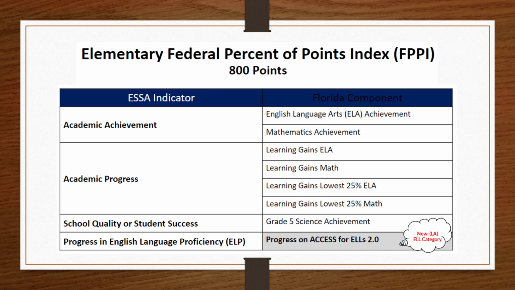At the elementary level, the FPPI consists of four indicators that include academic achievement with ELA and math, academic progress with learning gains for ELA and math, and learning gains for the lowest 25 in ELA and math, student success with grade 5 science achievement, and progress in English language proficiency with ELL students taking the Access for ELL 2.0. These students are now classified as your LA students, which is a new ELL category. These 8 components combined total a maximum of 800 points.